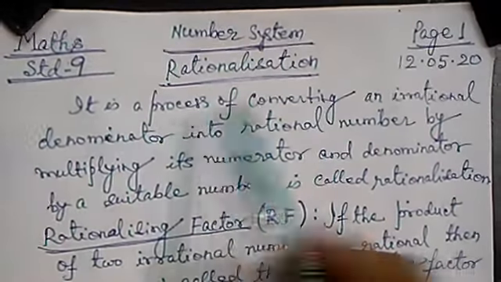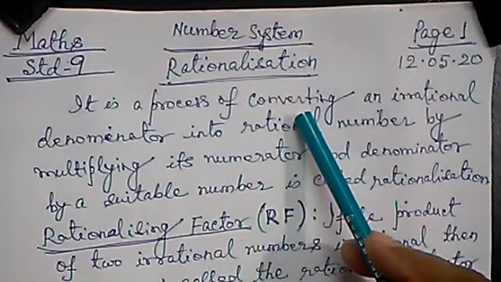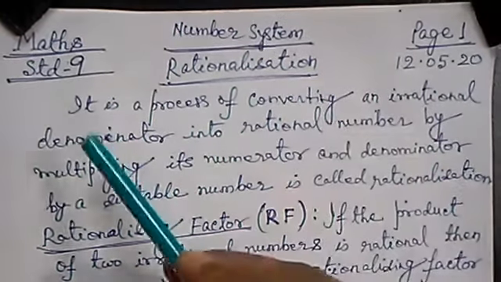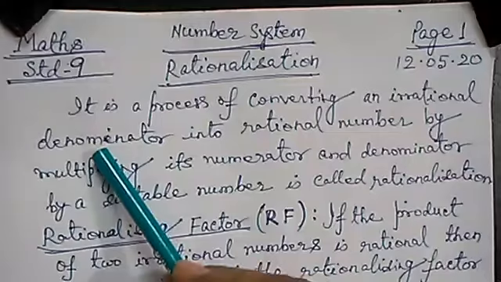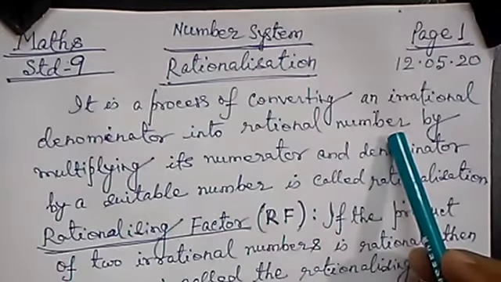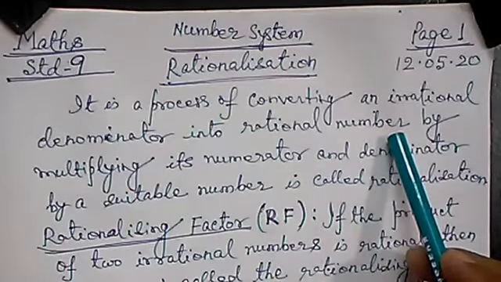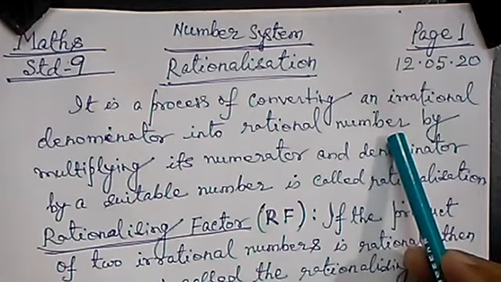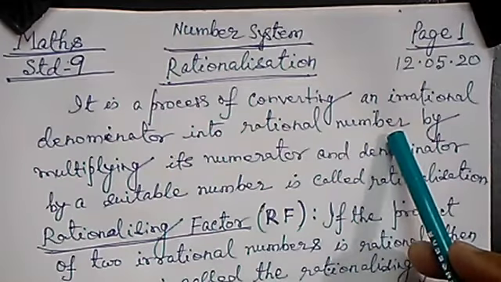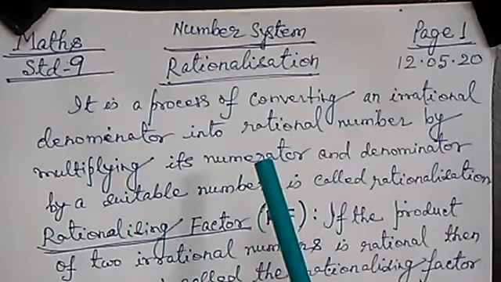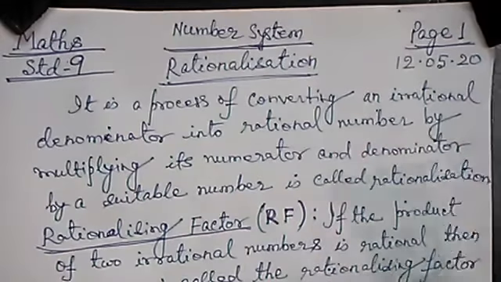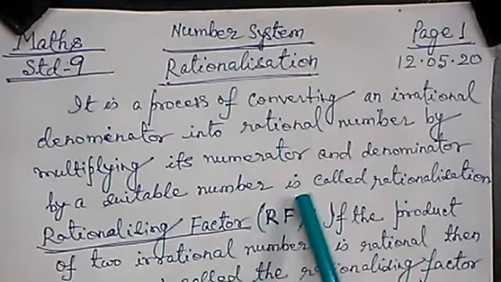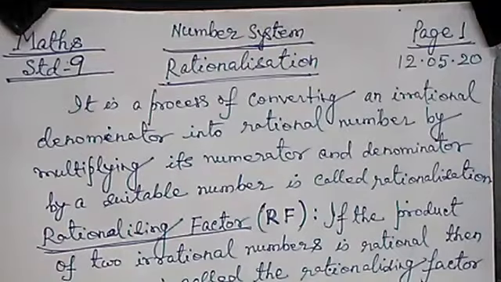it is a process of converting an irrational denominator into a rational number. If your denominator is irrational, then you have to convert it into a rational number, and this process is called rationalization. How will you convert it? By multiplying its numerator and denominator by a suitable number. So just multiply both numerator and denominator by a suitable number. Now we will see later on.